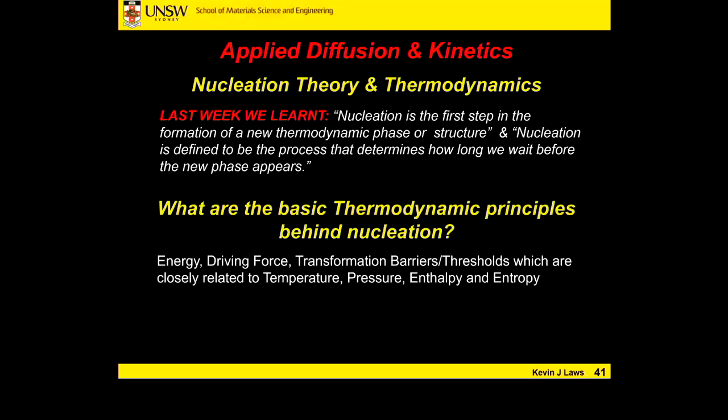Okay, so energy. The energy associated with the event and the driving force, which is also related to energy, for that transformation. Transformation barriers or thresholds, which are closely related to temperature, pressure, enthalpy, and entropy. So it's starting to look like Gibbs' equation. We've covered Gibbs in chemistry, have we? Yeah, we're kind of familiar with that. G is equal to H minus TS, and the differences between the two. Good.